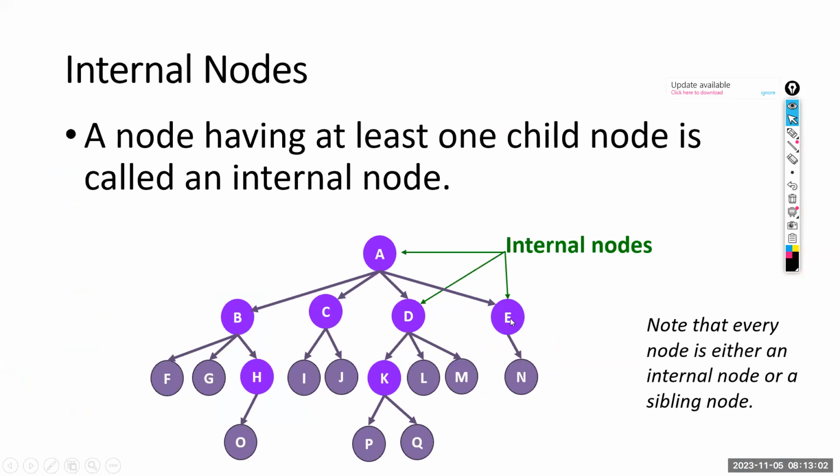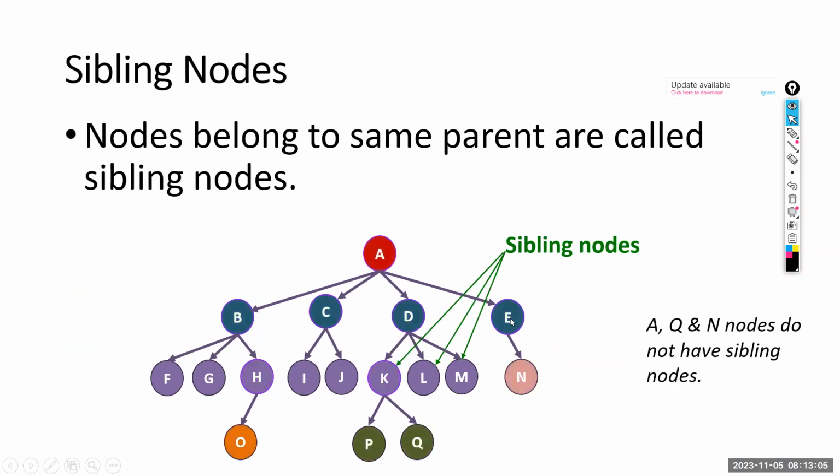Right. So then we have a concept called sibling nodes. Sibling nodes are sort of brothers and sisters. Of course, in nodes, there's no gender difference. So basically, we call them siblings. So these are all sibling nodes. It's a relative concept. C is a sibling of B, D, and E. K is a sibling of L and M. P is a sibling of Q. Q is a sibling of L.